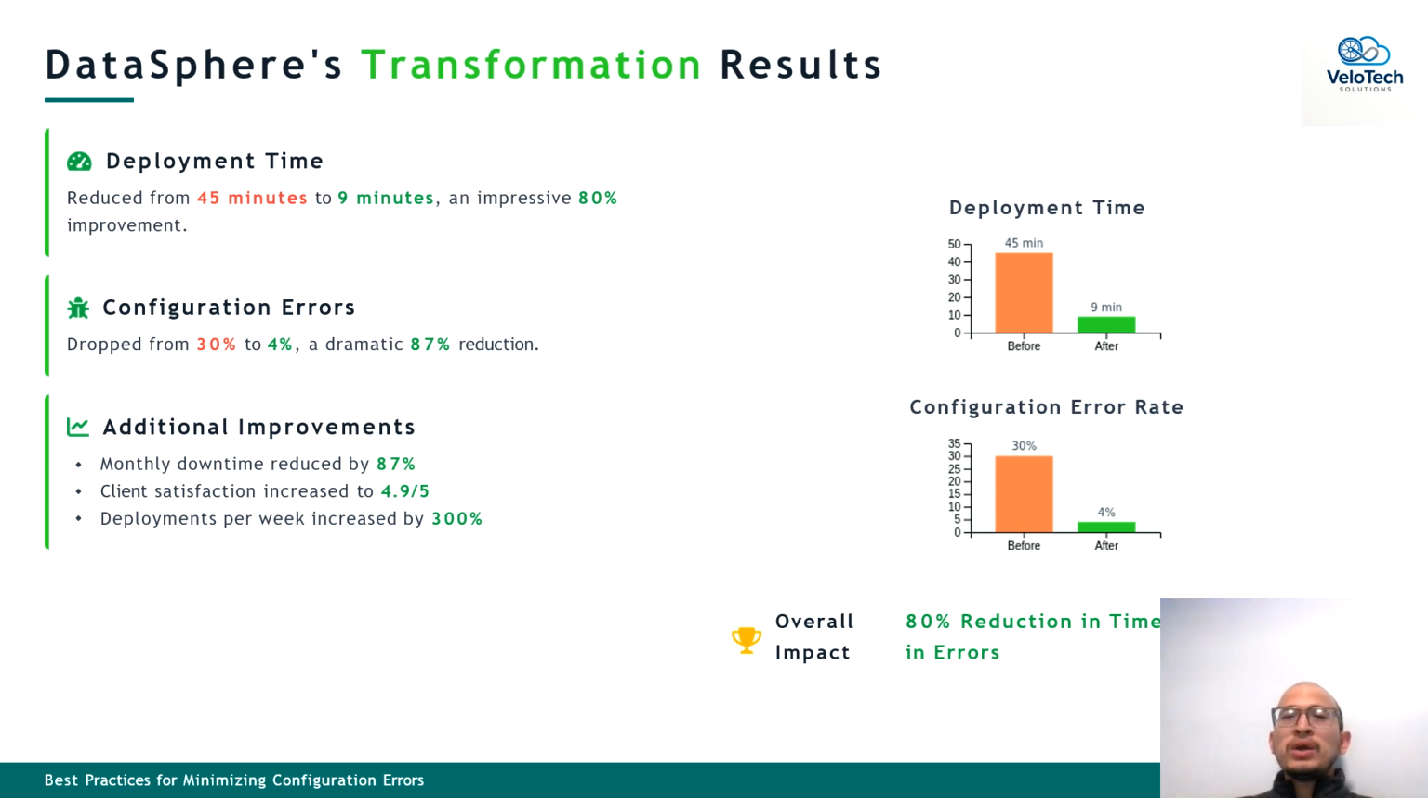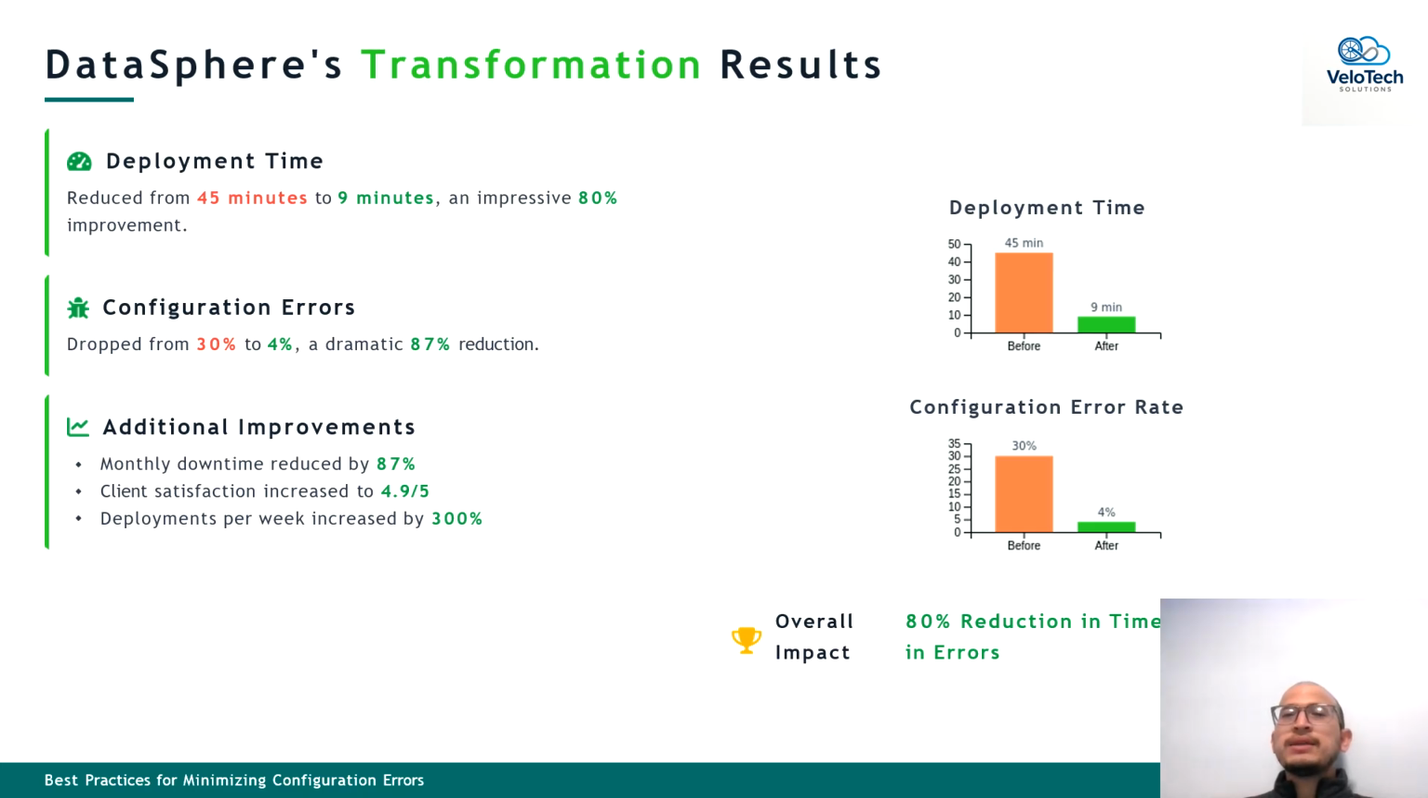Configuration errors dropped from 30% to 4%, an 87% reduction. Going from nearly 1 in 3 deployments failing to 1 in 25 is transformational. This does not just mean fewer failures. It means engineers can deploy with confidence. It means customers experience fewer disruptions. It means the on-call engineer can actually sleep at night.